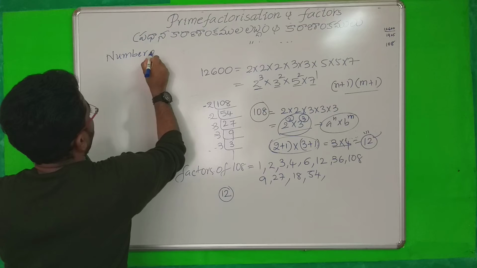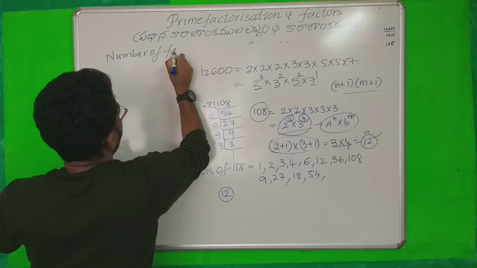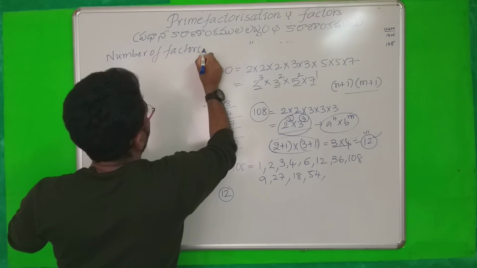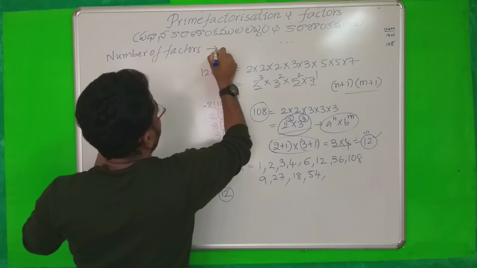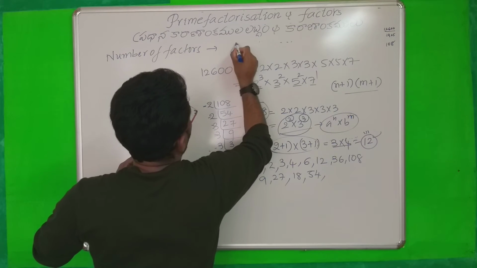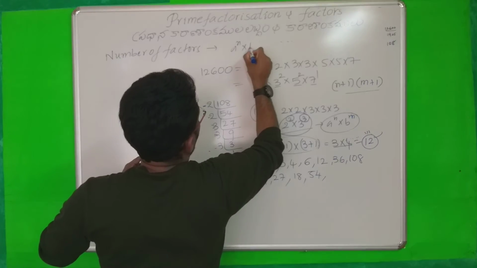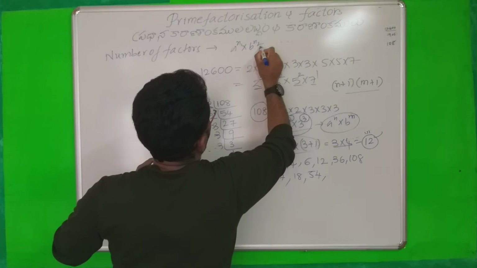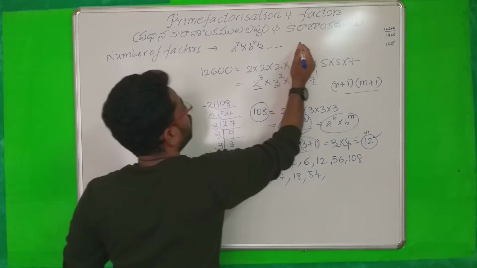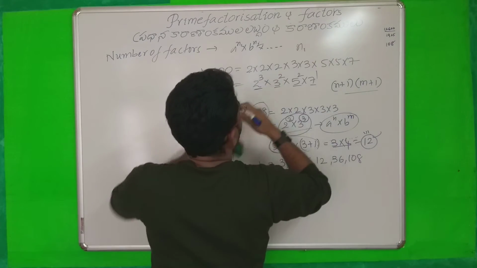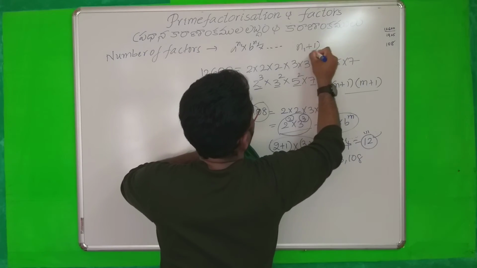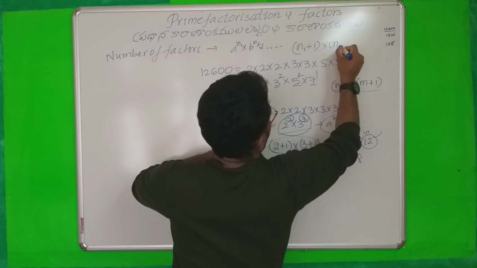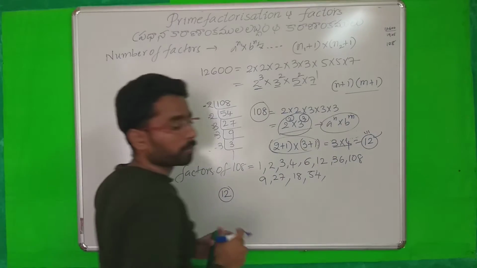Number of factors or number of divisors. Okay, so what is the number? If the number is in the form of a to the power of n1, b to the power of n2, and so on, then we can write the number of divisors as (n1 plus 1) into (n2 plus 1), and so on. This is like a formula.